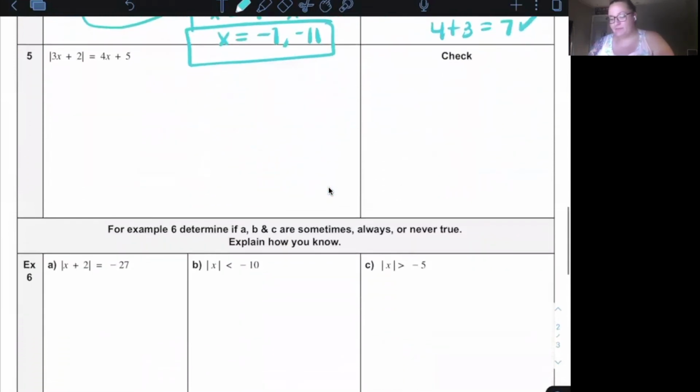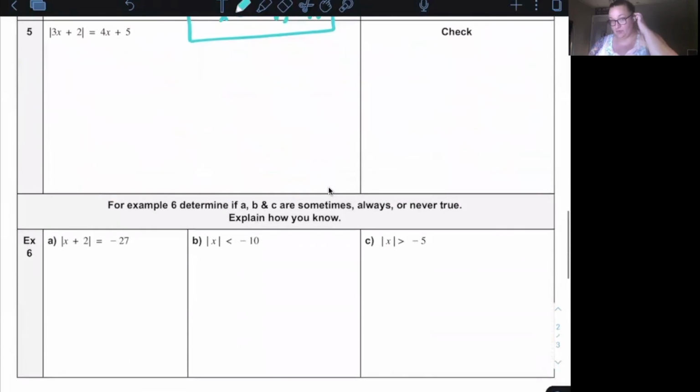So for number 5, before you get started on your own, I'm going to give you a hint to get you started. You have an absolute value equals 2 terms this time, which is totally allowed. The absolute value is isolated. We're good to go. We can go ahead and solve this problem. To do that, you still have to break it up into the positive and the negative.